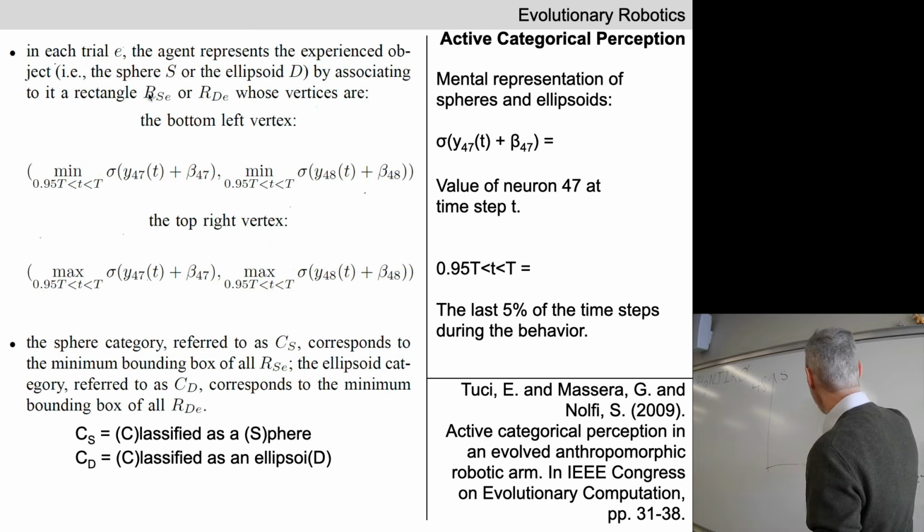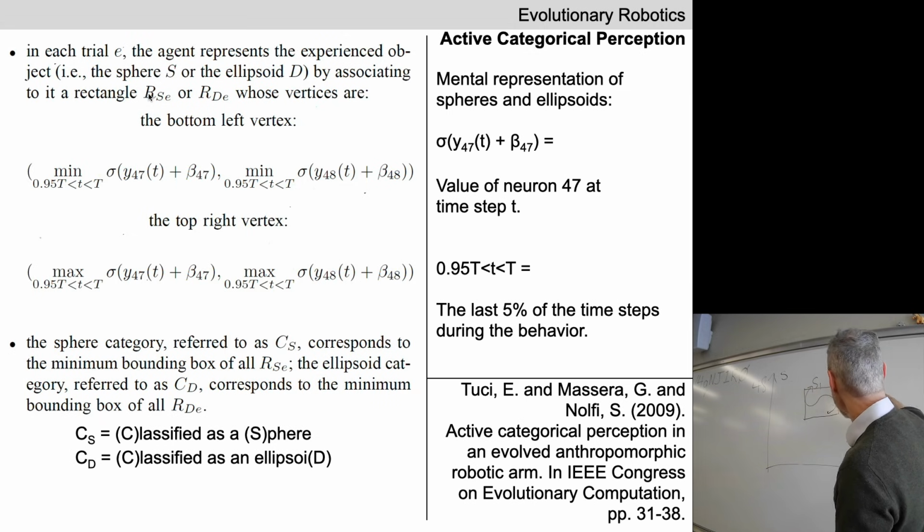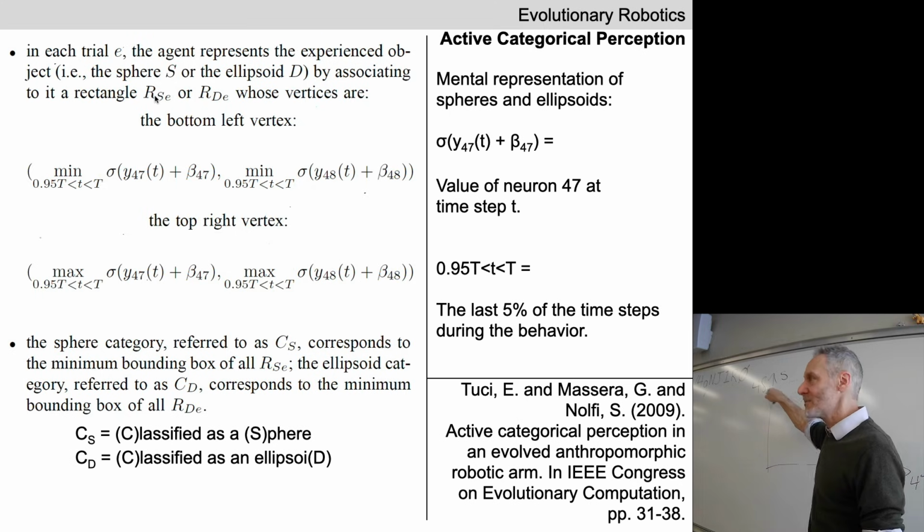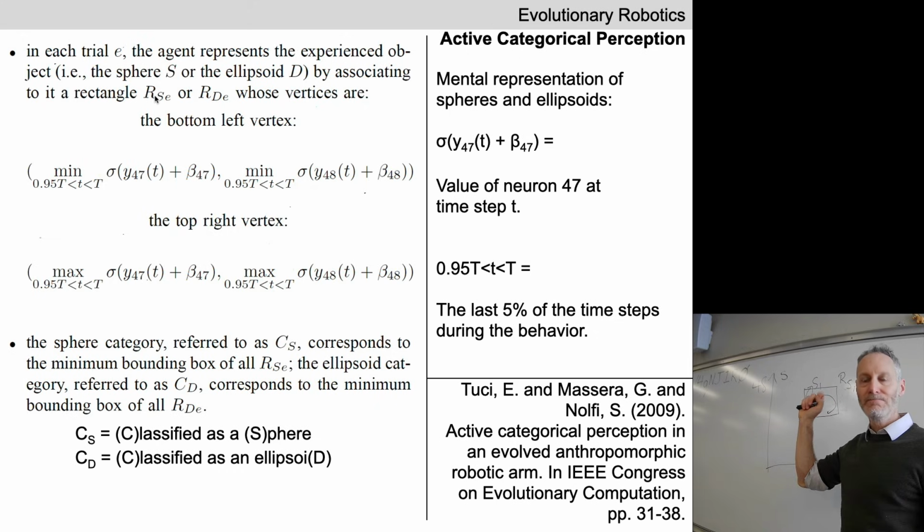So let's take the first presentation of the sphere, S1. This would be the bounding box. This would be R sub S sub 1. So they're going to create 16 bounding boxes for each CTRNN they're evaluating in the population. The vertices of these bounding boxes are the minimum X and the maximum X and the minimum Y and the maximum Y of this trajectory.